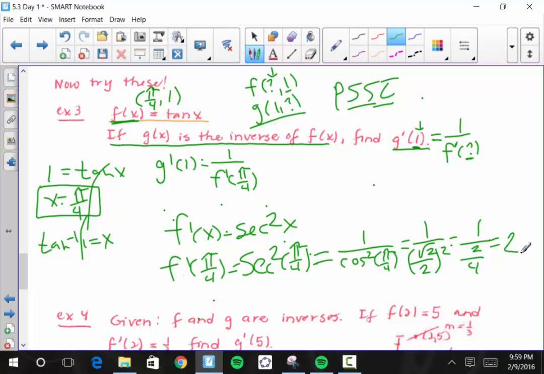It's a lot. I did that kind of fast. And good thing, you can rewind this and double check it again and see what I did and find my mistakes. But I found what my f prime of pi over 4 is. It turns out to be 2. Therefore, g prime of 1 is equal to 1 over 2. No simplification needed. And that's how you do example 3.